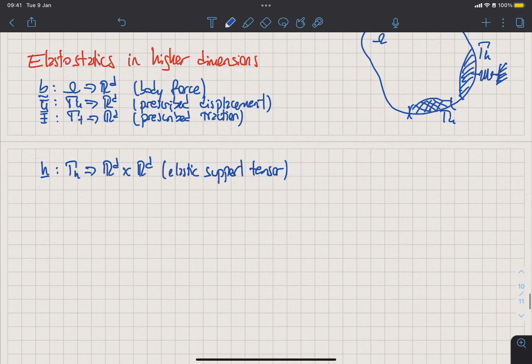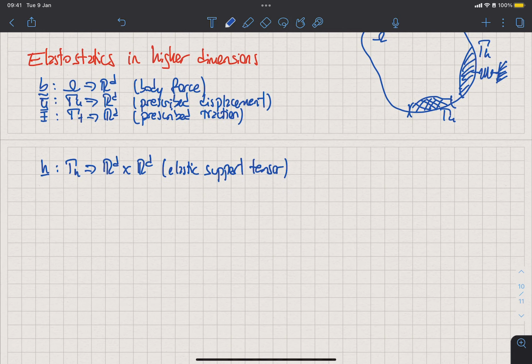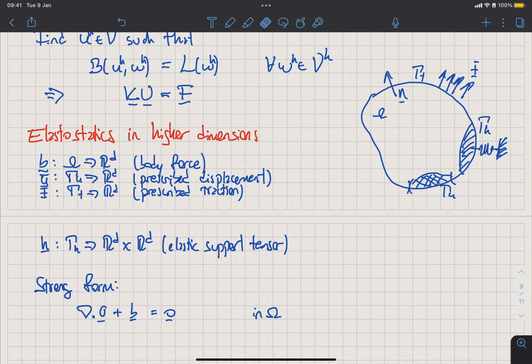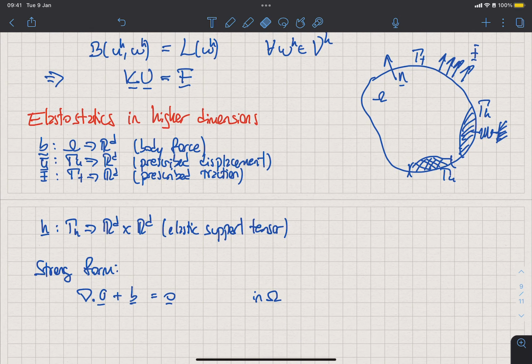Yeah, so given these quantities, the strong form is simply the divergence of the stress tensor plus the body force equal to 0, right? And notice that I'm using vector notation now, so this is no longer one equation. This is going to be 2 equations in 2D or 3 equations in 3D, and this has to be valid in omega.